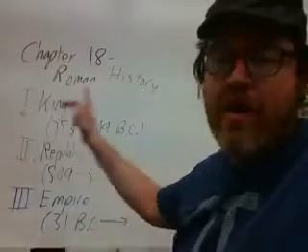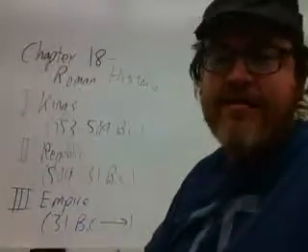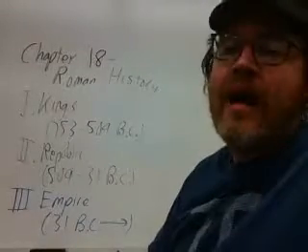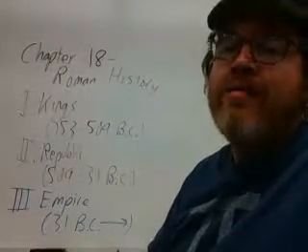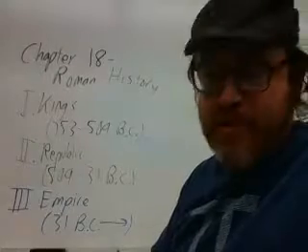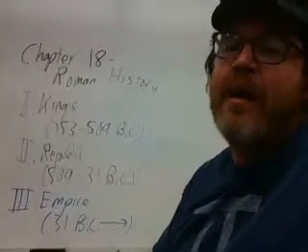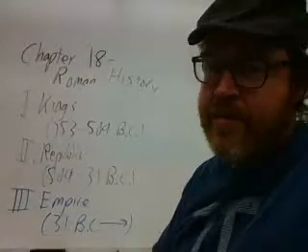All right, so the kings. Such as it is, we do have a history that describes for us seven kings. The initial story that you're going to read in your textbook is Romulus and Remus, the two twins who were brought up by a she-wolf along the banks of the Tiber River.